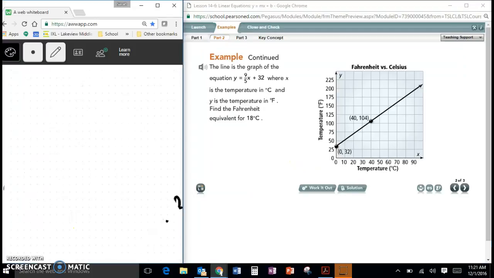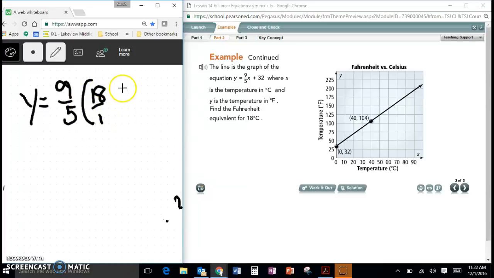All right, so part two, it says the line of the graph of the equation is y equals 9/5 x plus 32. So that was our answer for the previous problem. It says x is the temperature in degrees Celsius and y is the temperature in degrees Fahrenheit. Find the Fahrenheit equivalent for 18 degrees Celsius. So right here where there's this x, we're going to plug in an 18. y equals 9/5 times 18 over 1 plus 32.